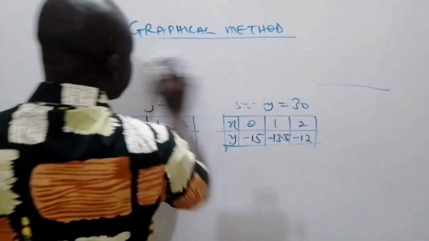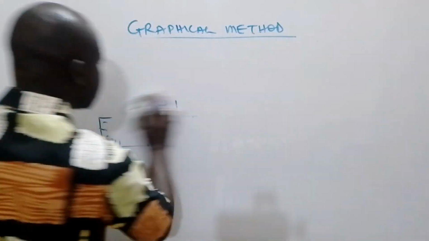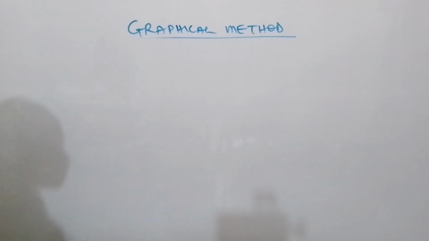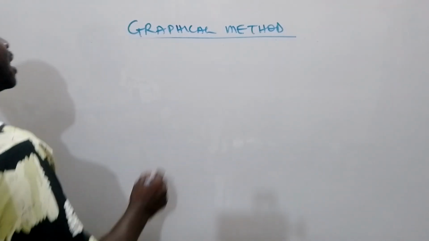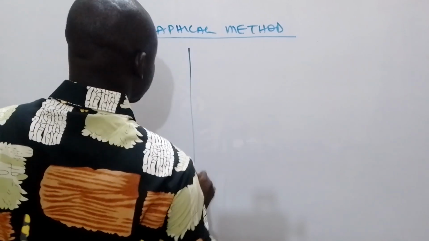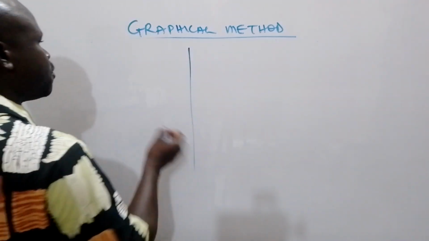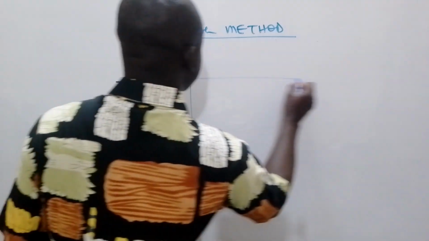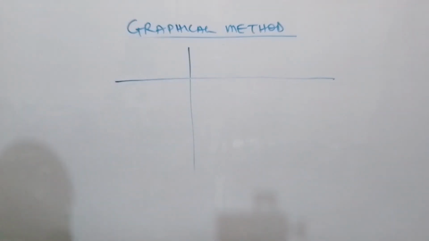So if you want to plot the graph, now you know this is not the graph board. So we are just going to estimate based on the value of x and y that we have. If you look at the table very well, the value of x ranges from 0 to 2. Then the value of y, most of the things that we have there, they are negative. So we are going to get something of this nature.